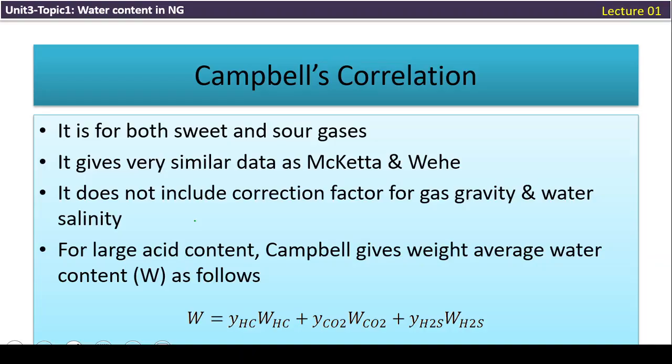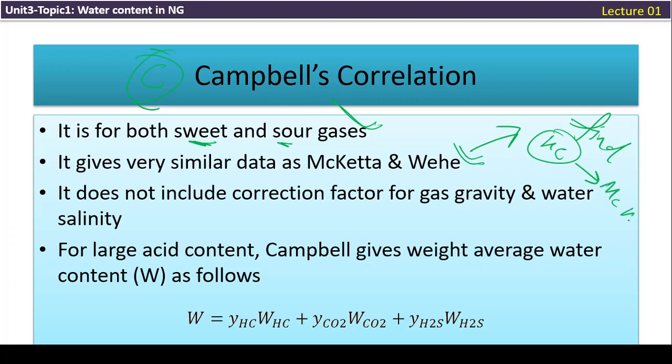Now come to the third method, that is the Campbell method, the Campbell correlations. They can be used for both sweet and sour gases. The first one is very similar to the data of McKetta and Wehe. It means that we have to find the hydrocarbon portion with the help of the McKetta and Wehe correlation. So the same graph is used for the hydrocarbon calculations, and if it is a sour gas, then we have to incorporate the effect of the CO2 and the effect of the H2S. We have to add this.